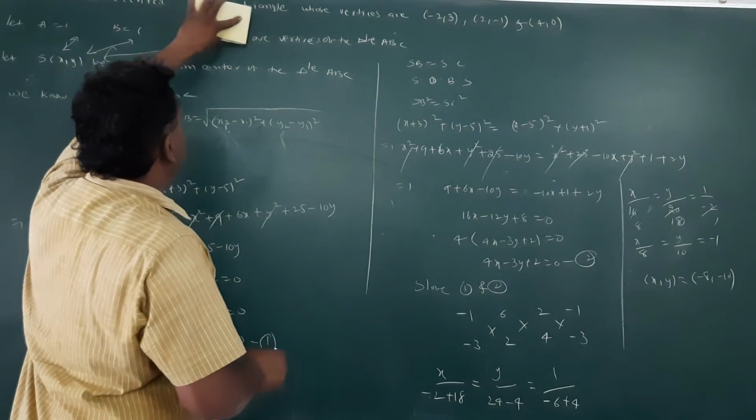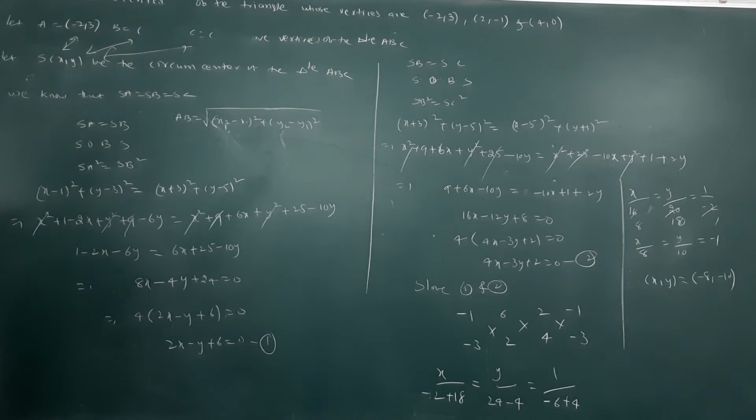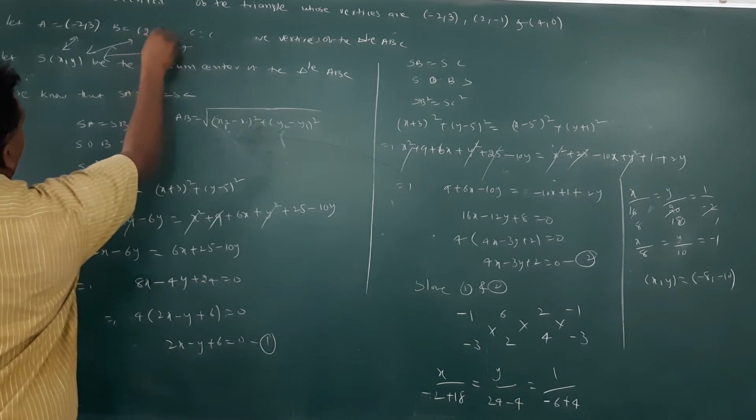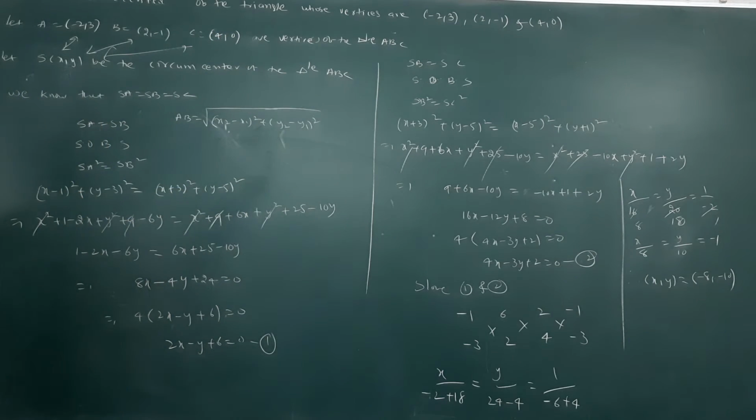First, let the vertices A is equal to minus 2 comma 3, B is equal to 2 comma minus 1, C is equal to 4 comma 0 be the vertices of the triangle ABC. Let S(x, y) be the circumcenter of the triangle ABC. We know that the distance from the circumcenter to any vertex is equal. SA is equal to SB is equal to SC.